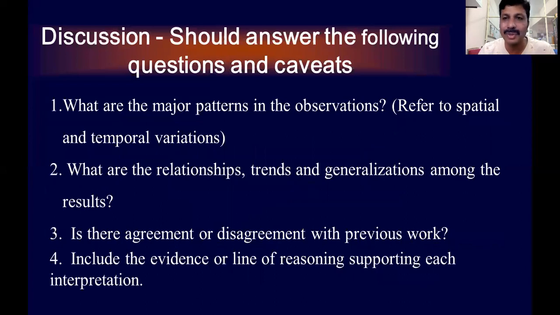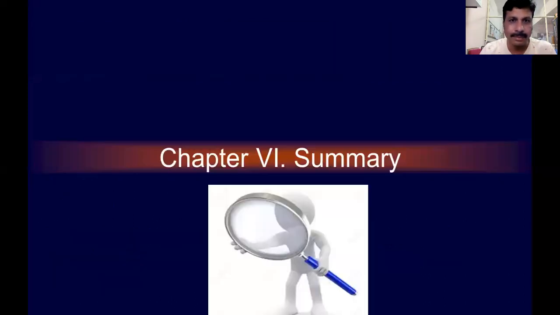It should answer the following questions and caveats. The discussion should contain: what are the major patterns in the observation? Is there any spatial variation or temporal variation? What are the relationships, trends, and generalizations among the results? Is there any agreement or disagreement with the previous work? Why that variation? Include the evidence or line of reasoning supporting each interpretation. Again, I am telling you, it is not based on assumption. It should be well grounded, with sentences based on previous publications.